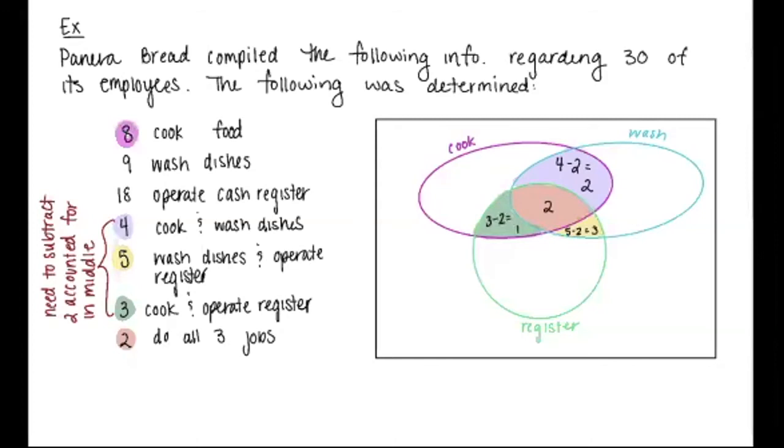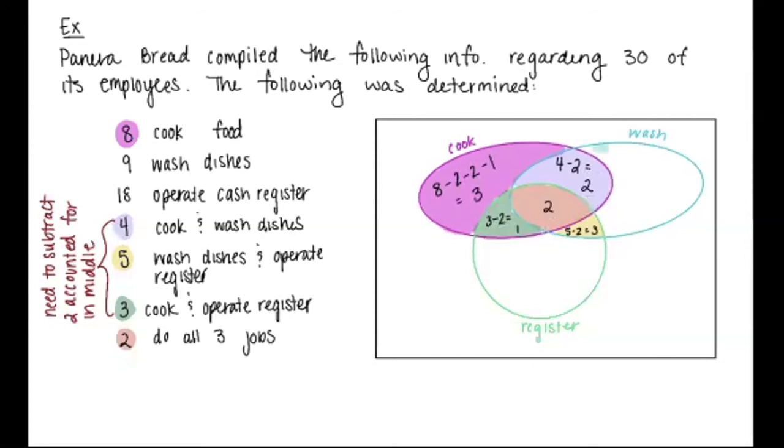Now for each of these larger regions, I have 8 people that cook food. So there should be 8 people in entirety in this circle. So when I go for the people that their only job is to cook food, I've got to take away all the ones that I've accounted for in these other circles. So from my 8 people in total, I take away 2, 2, and 1. Because they've already been placed in some location. So there are 3 people that just cook.